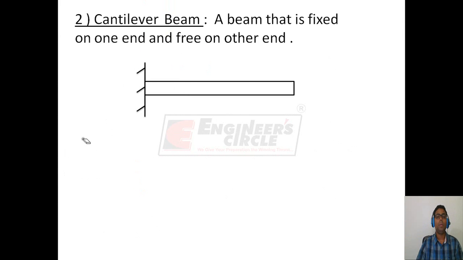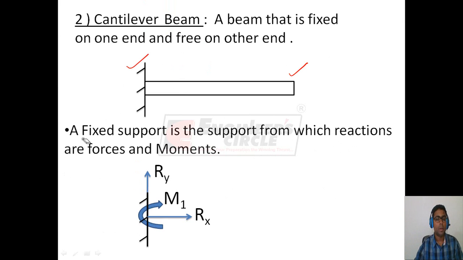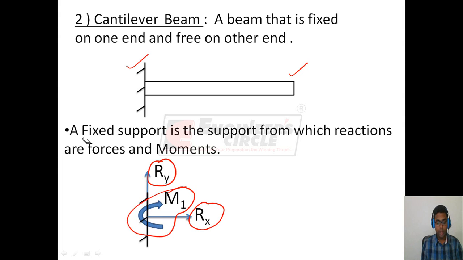Next is a cantilever beam, a beam that is fixed on one end and free on the other end. So this beam is free on one end and fixed on this end. So it is a cantilever beam. A fixed support is the support from which reactions are forces and moments. So from a fixed support we have horizontal reaction, vertical reaction and also a moment reaction. So due to this moment M, it will not allow the beam to bend at the fixed support.